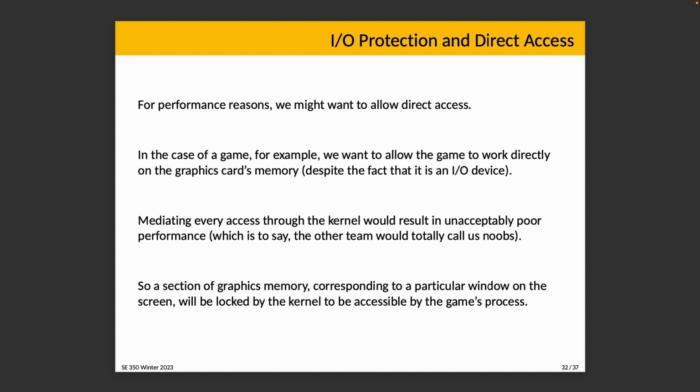So to make this happen, an operating system can and will basically allow the rules to be broken a little bit. A section of graphics memory corresponding to the window that is your game, and this may be a full screen game, which obviously would make it a little easier for the graphics card, but that whole thing is locked by the kernel to be accessible by the game's process directly as if it's its own memory, without having to mediate through the operating system.